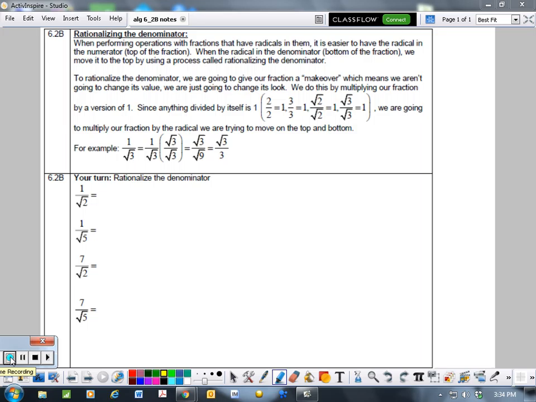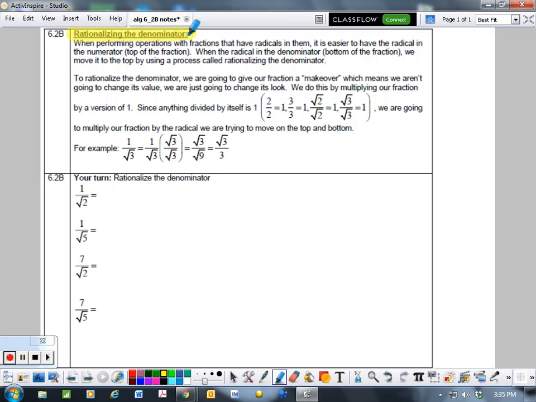Okay, so now that we've simplified square roots, we're going to go ahead and talk about division. And we're going to talk about fractions. Fractions are really just a special way of dividing. Our problem with fractions is that we can't have a square root at the bottom. So what happens if we have a square root on the bottom? We're going to do a process called rationalizing the denominator.